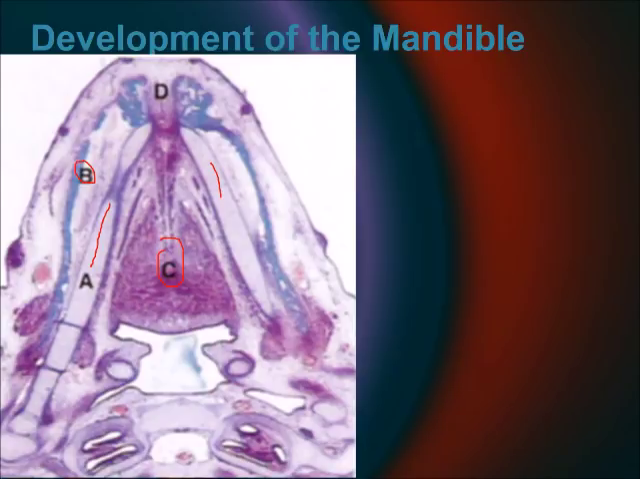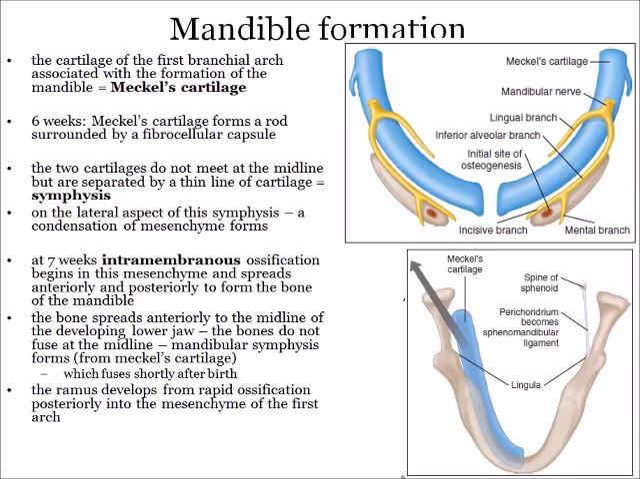The most posterior part of the Meckel's cartilage will give us the ear ossicles, incus and malleus. Meckel's cartilage doesn't meet at the midline area. Here it is D. We call it the midline symphysis. The cartilage of the first arch, as we said, is the Meckel's cartilage.